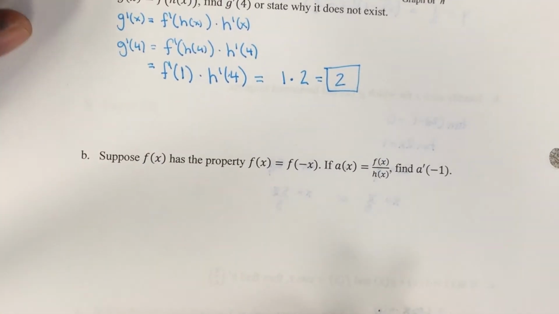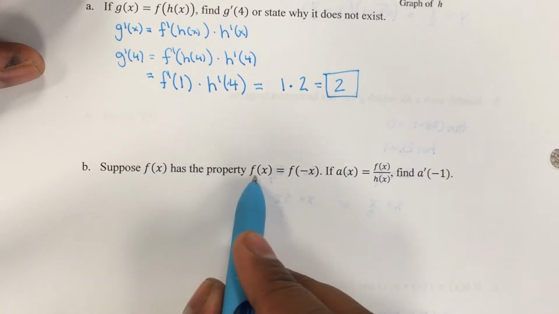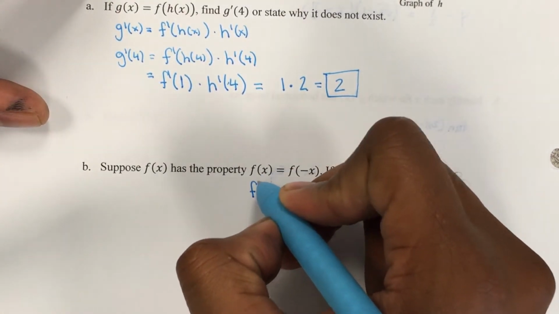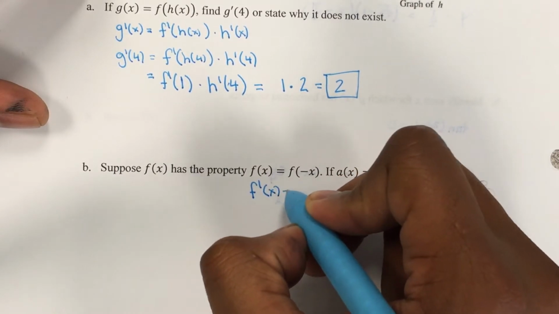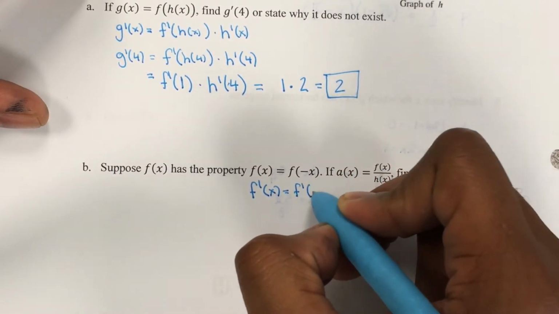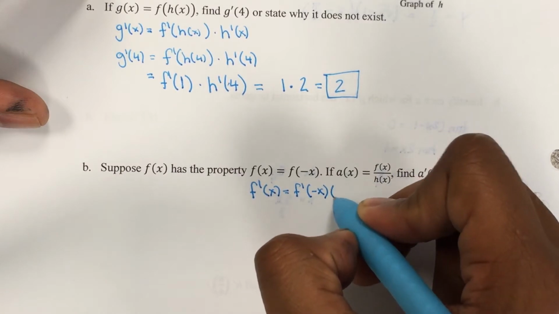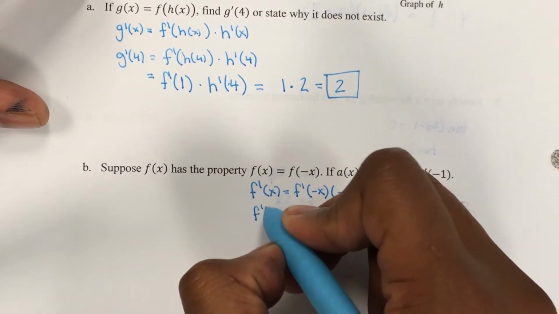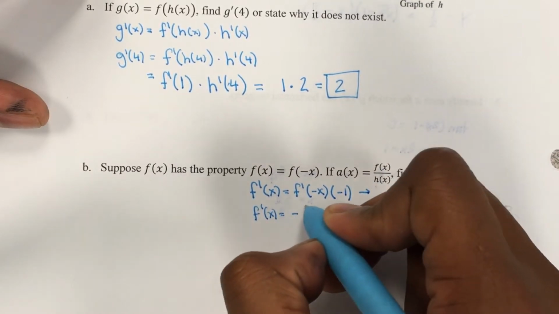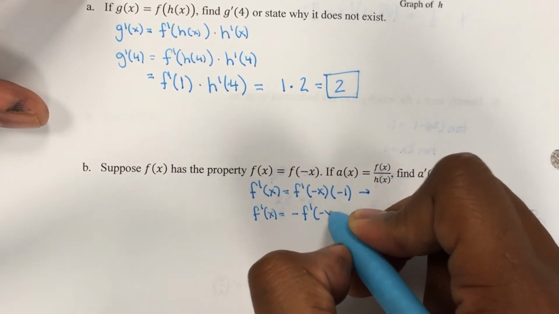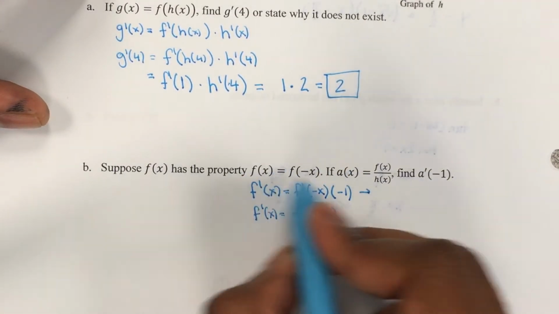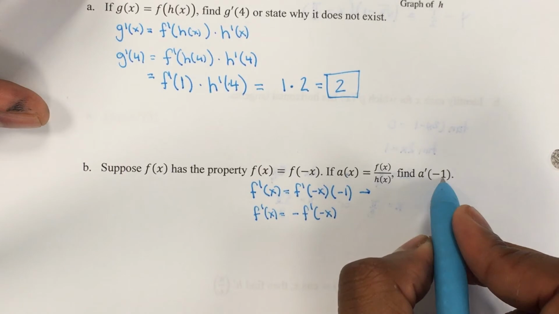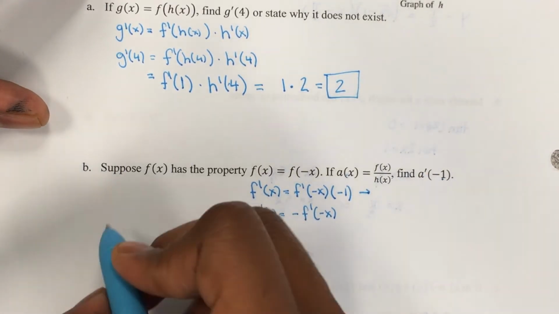For part B, we're supposing that f of x has the property f of x equals f of negative x, which should tell us that f prime of x is equal to f prime of negative x, apply the chain rule, and multiply by negative 1. So this means that f prime of x equals negative f prime of negative x. And so then we also know that a of x is f of x divided by h of x, and we need to find a prime of negative 1.